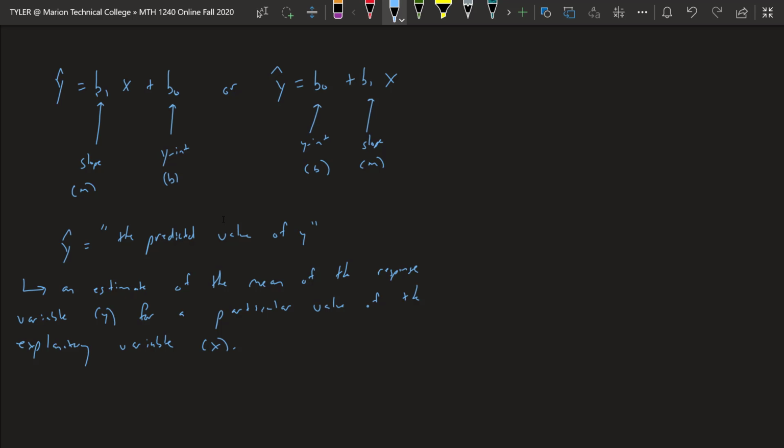wait, no, that wasn't the regression line. Never mind, scratch that thought. All right, so that's what I want to say there.